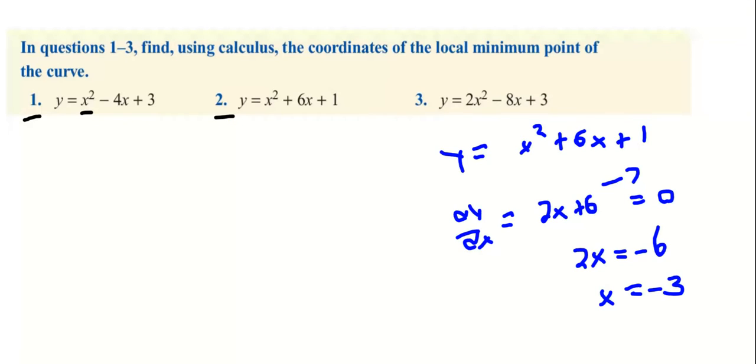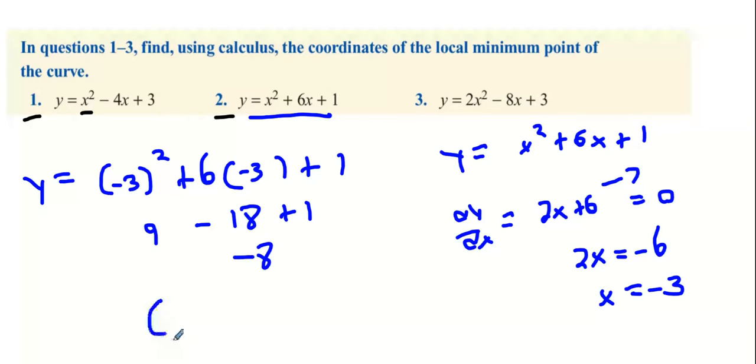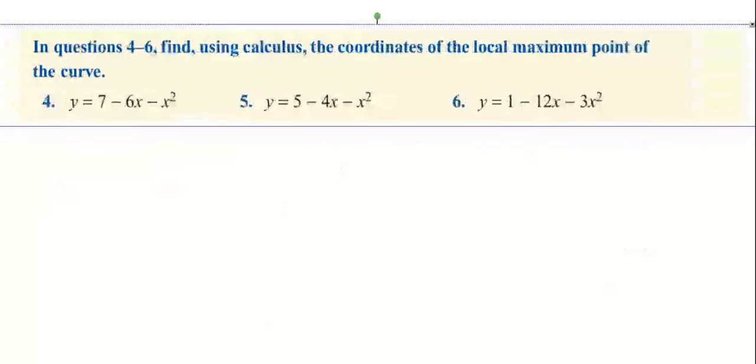Now we have to find out what the y value is. So use your original equation, but replace x with minus 3 to find out what the y value is. So we put a minus 3 here, minus 3 here, and we get 9 minus 18 plus 1. Then we get minus 8. So we know that this point is (minus 3, minus 8). So that is your minimum turning point. Okay, so that's 1 and 2 done.